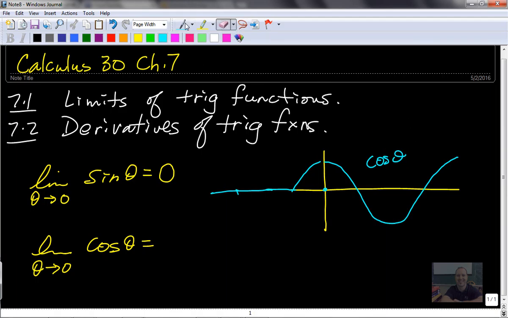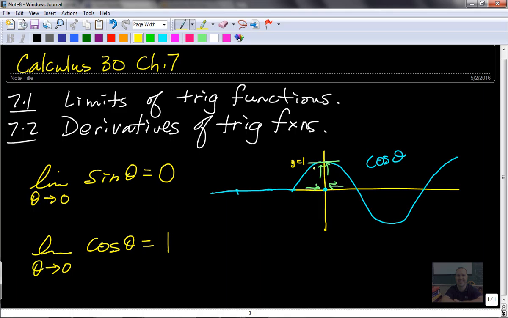And you can probably pretty easily see here that as x approaches 0 from both sides, the y value, from this side we're approaching this value up here, and from the left side we're approaching this value up here, and that is y equals 1. And so the limit of the function cos theta as theta approaches 0 is 1, because that's where the y value is, y equals 1. All right, so just a reminder about those basic functions.